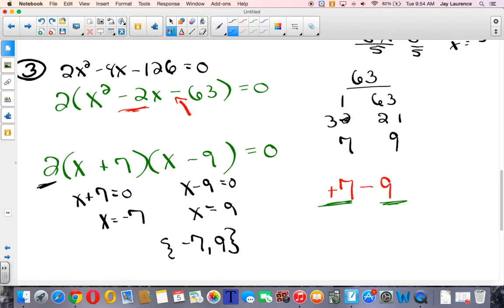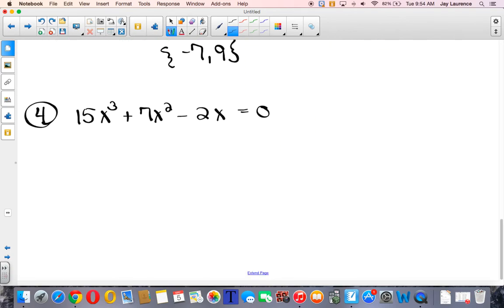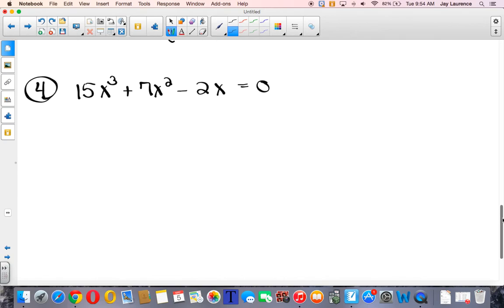So this would be a parabola. It will cross the x-axis twice at negative 7, 0, and at positive 9, 0. All right, number 4. Number 4, let's see here.